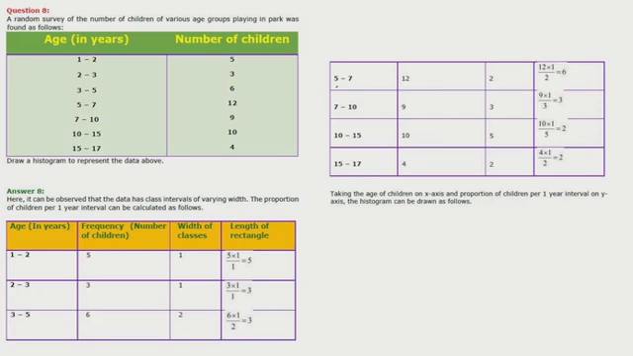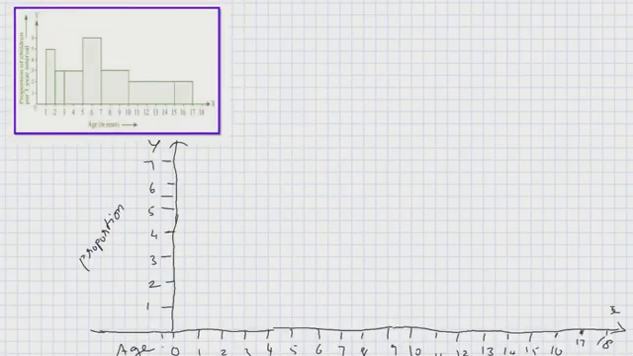So taking the age of the children on the x-axis and the proportion of children per 1 year interval on the y-axis, the histogram can be drawn. Look at the diagram. This is the histogram I have drawn. So we are going to draw the diagram also.